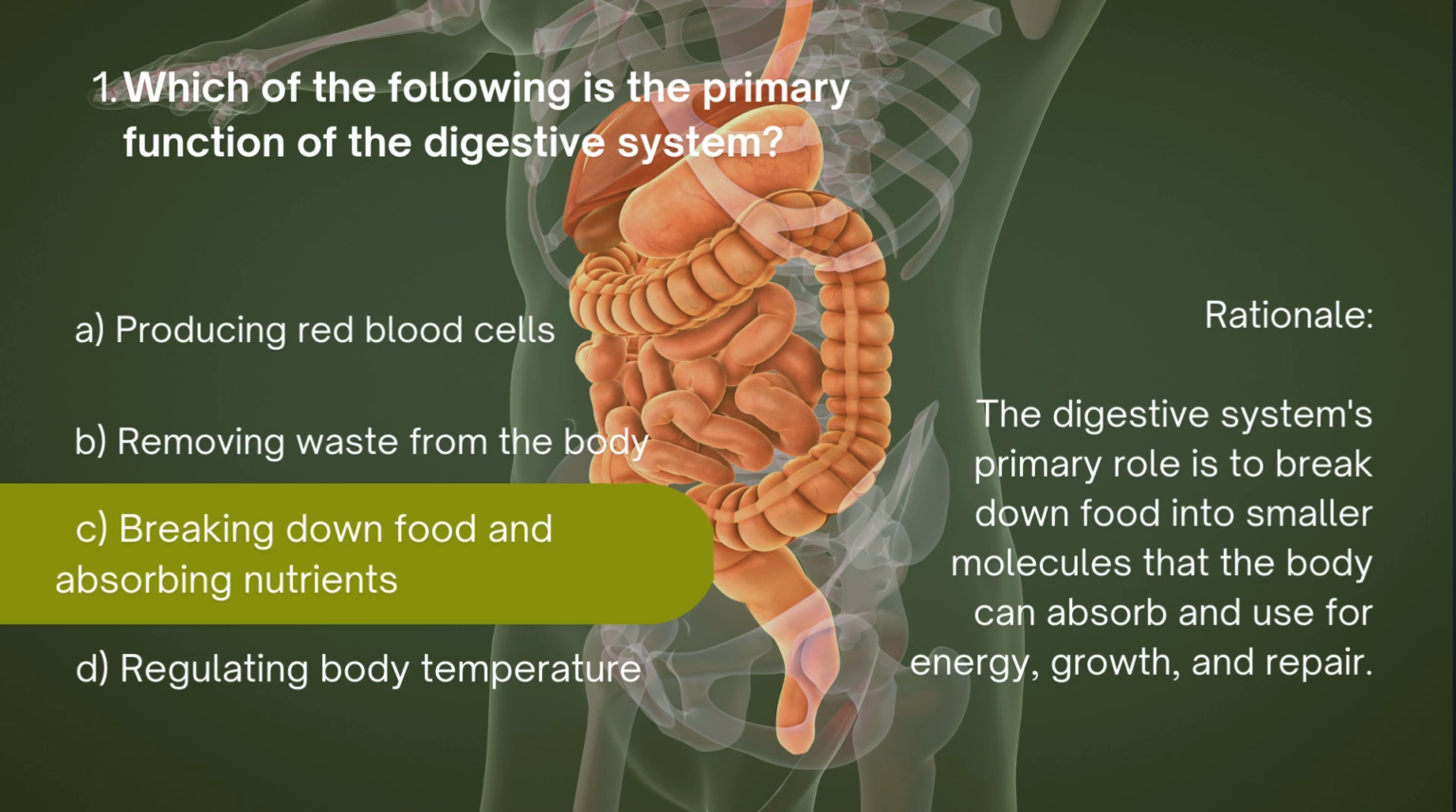Rationale. The digestive system's primary role is to break down food into smaller molecules that the body can absorb and use for energy, growth, and repair.